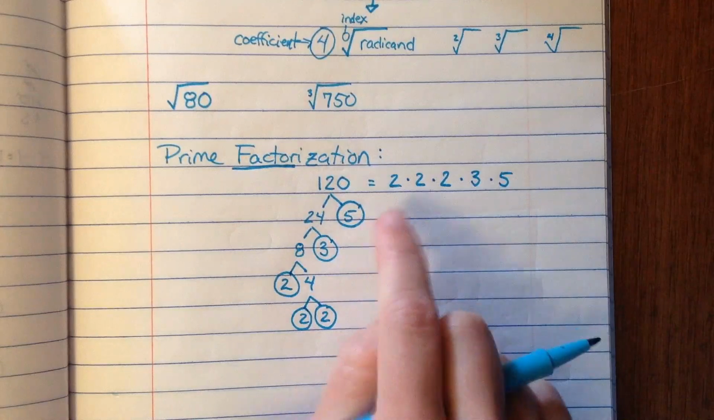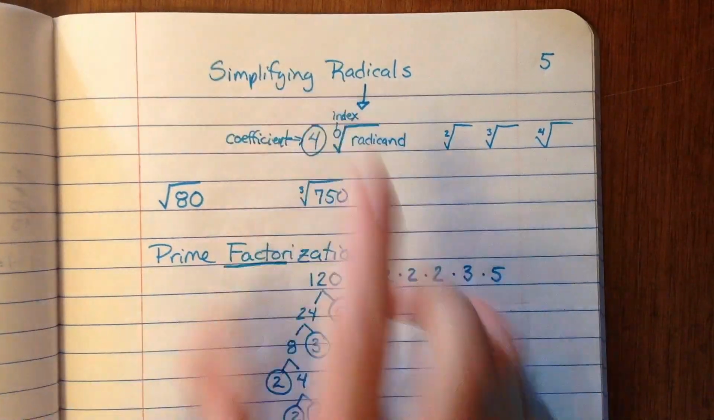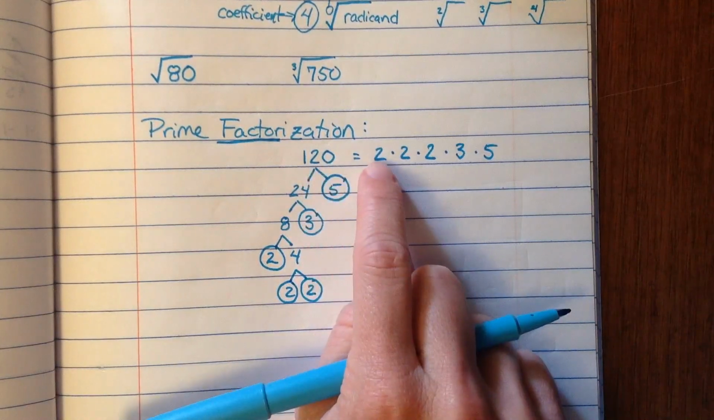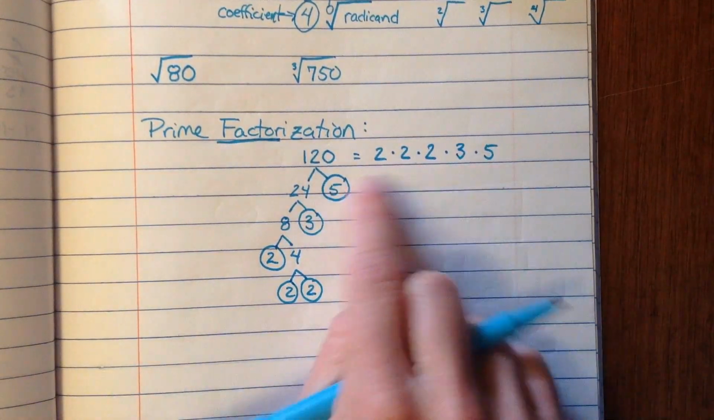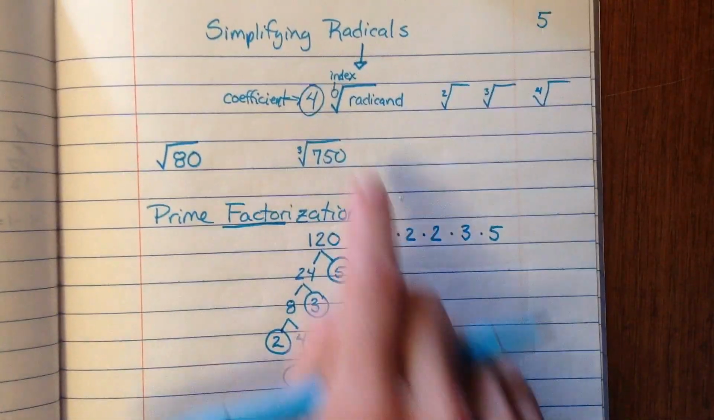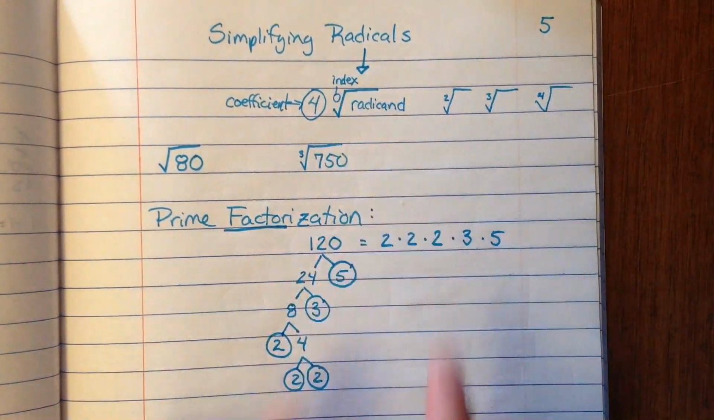Now, again, remember, our whole goal here is to simplify. So the reason we need this skill is that 120 is a decently large number, but 2, 2, 2, 3, and 5, those are all decently small numbers. And that's going to be important as we simplify a radical.